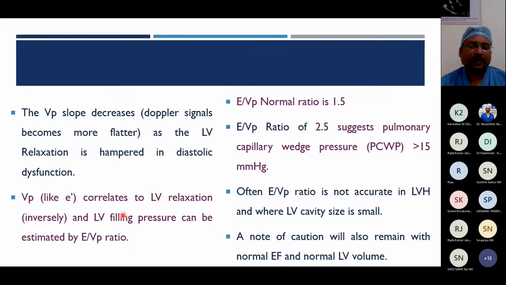VP, like E prime, correlates well with LV relaxation inversely, and LV filling pressures can also be estimated by E by VP ratio. That is the indirect method of estimation of the LV pressures. How it is to be done, we will see in the later phase of the slides.